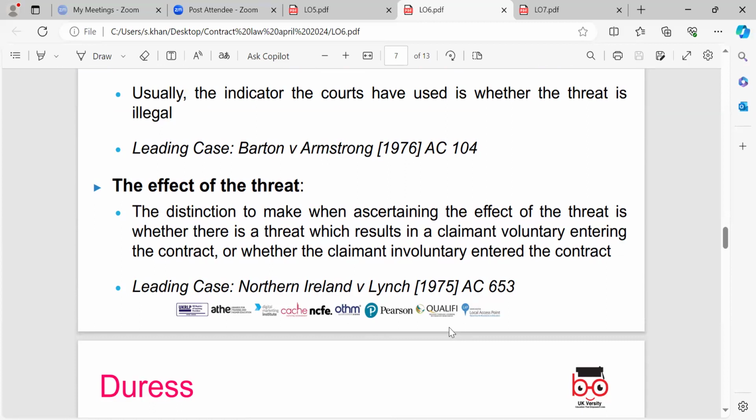The judges accepted that even in extreme circumstances in this case, there's always usually an option, but it must be that only one option is realistically available. In contract law, there has been unwillingness to accept the position in the case of Northern Ireland and Lynch. It has been suggested that the claimant must be overborne, and he must have had no choice. However, if you examine the case of Barton and Armstrong, surely despite the threat of murder there was still a choice. Overall, it can be concluded that the threat must be one which is illegal.